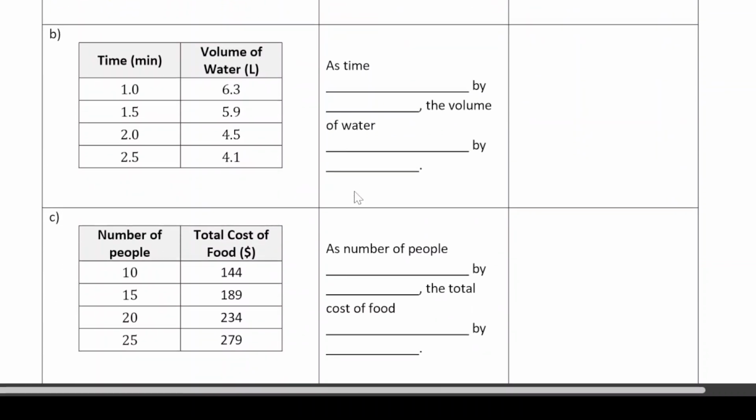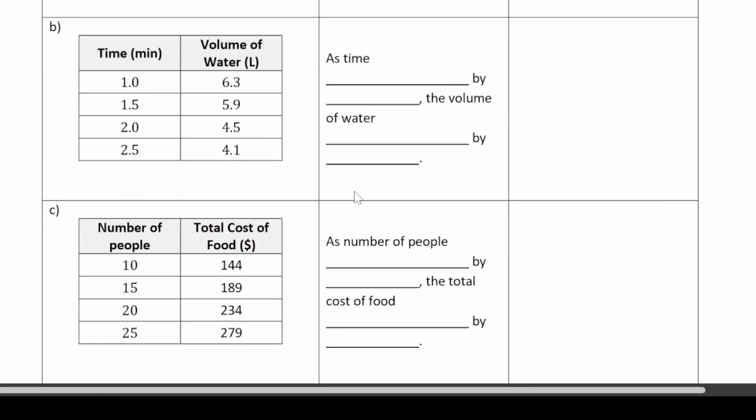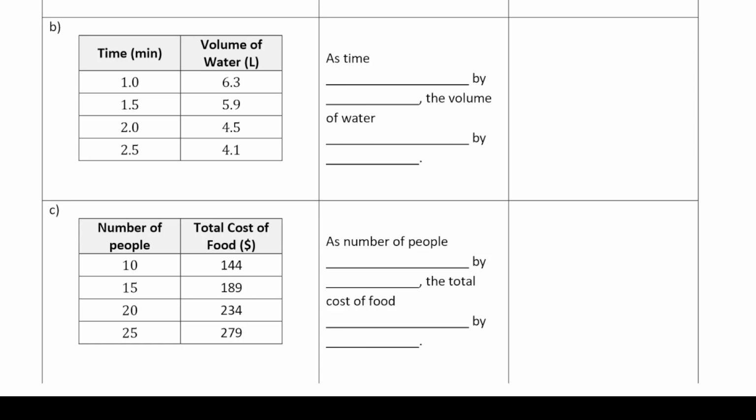Maybe you could pause the video here and try the next two on your own if you feel comfortable, or you can do them here with me. So we have time in minutes again, and then volume of water in liters. So again, let's look for the patterns. This time the time is going up by half a minute, 0.5 minutes. And the water is, again, decreasing here. If you subtract these two values, 6.3 minus 5.9, you get a difference of 0.4.